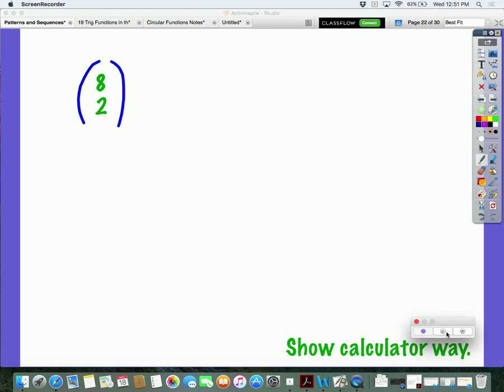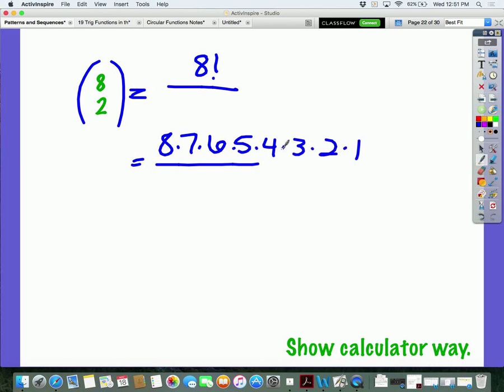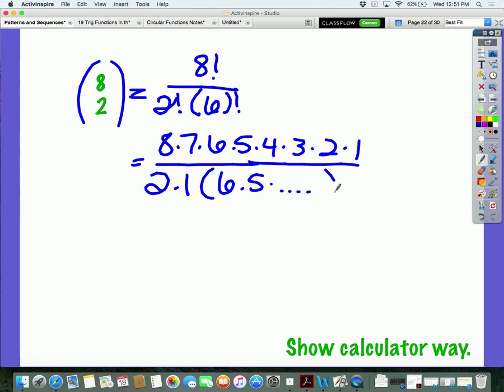Here we go. Alright, so you guys did 8 factorial, right? 8 times 7 times 6 times 5 times 4 times 3 times 2 times 1. What did you put on the bottom? 2 factorial, 6 factorial. Okay, so we have 2 times 1, and then 6 times 5 times 4 times 3 times 2 times 1, and you'll see 2 times 1 cancels.